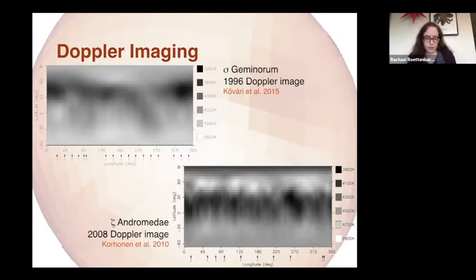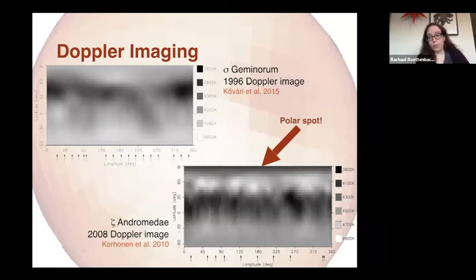But the really interesting thing comes when you look at Zeta and you see that there's this polar spot. This is a spot on a part of the star that's not going to rotate in and out of view. So you can now see that with this more advanced technique, we're able to really start seeing something that we couldn't see with the light curve inversion.